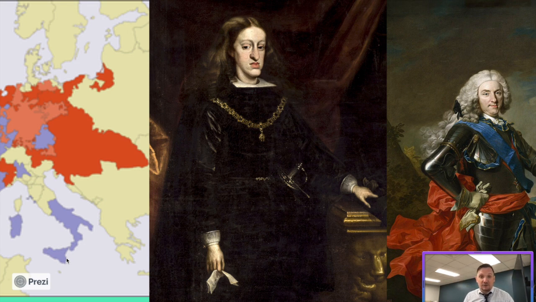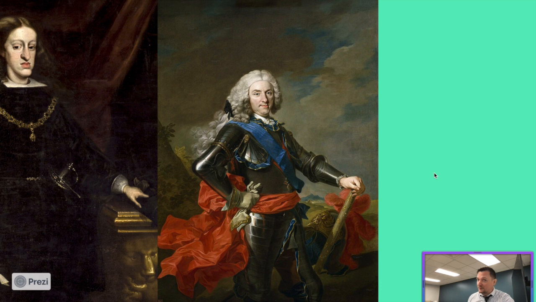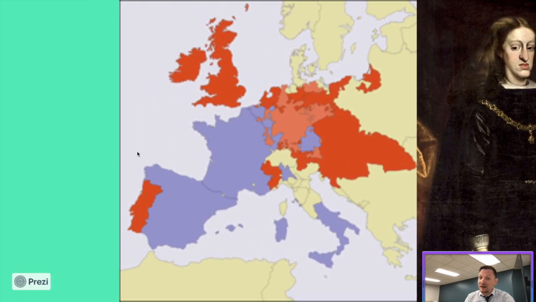He ends up dying with no heirs to the throne, and since he dies, we have ourselves a succession crisis. The Habsburg family is now dead in Spain. So this guy takes the throne, and that dude's name is Philip V. Guess who he is? He is Louis XIV's grandson. So this right here is what everyone in Europe was fearing at the time.